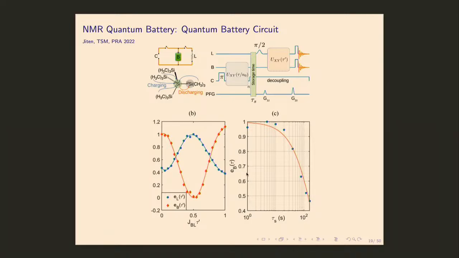Charging only sees the left side. That is because this is applied on all the hydrogens. So C is all the hydrogens and B is the central bath. So I can resonate only the central silicon. These two have different resonance frequencies. They differ by 800 hertz.